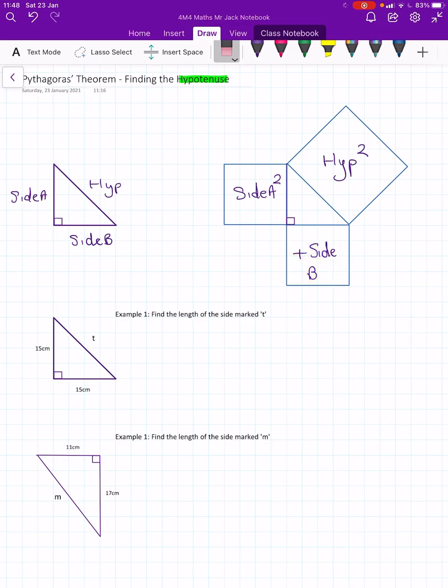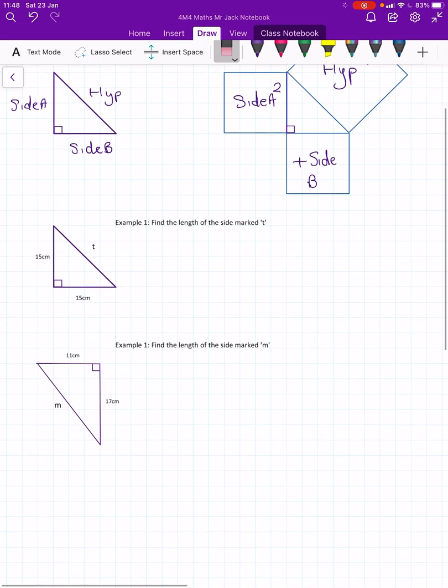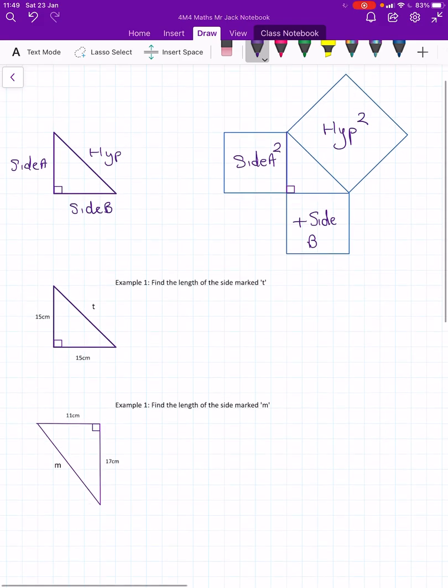Now the practical implementation of that is really what we want to focus on, and we're going to focus in on calculating the size of this side here, so the hypotenuse. That's what we're going to focus on for today. We're not going to worry about calculating side A or side B. We're just focused on calculating the hypotenuse.